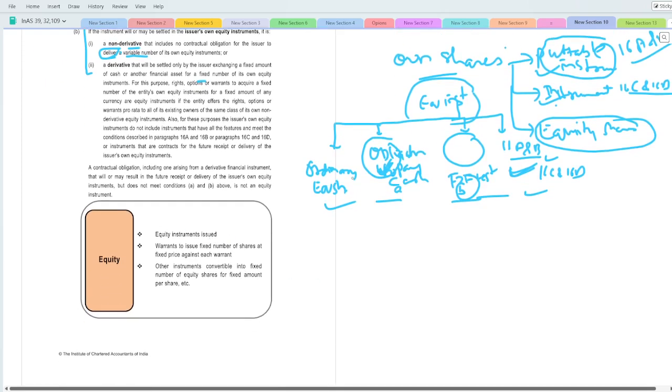Equity instrument issued. So this one, the ordinary equity shares which you have issued in the market. Warrants to issue a fixed number of shares at a fixed price against each warrant. So in the warrant, what you are doing? You are issuing the warrant, and in the future you will be issuing the equity shares, and plus you will be receiving the cash against it. Here it is mentioned, for this purpose, the rights, options, and warrants to acquire a fixed number of the entity's own equity instrument for a fixed amount.